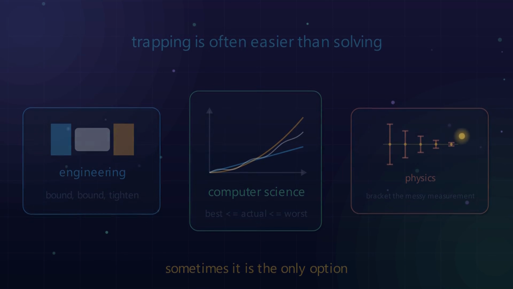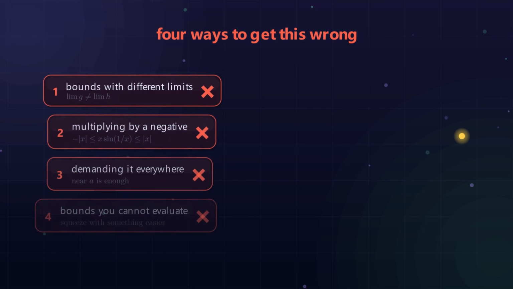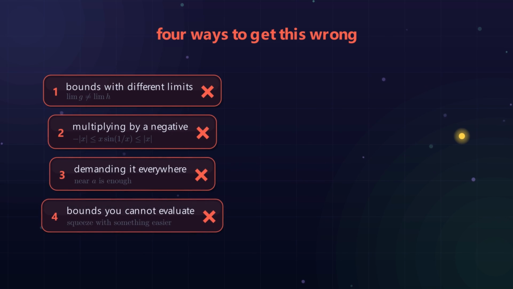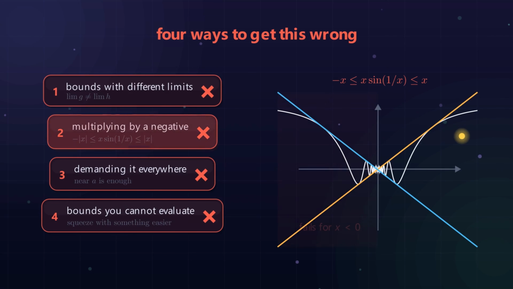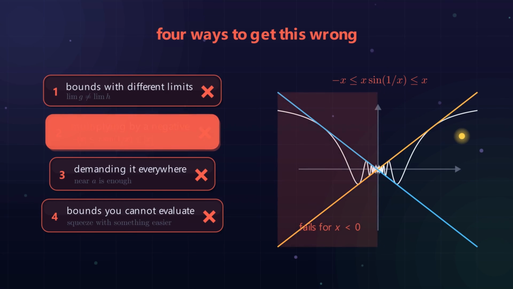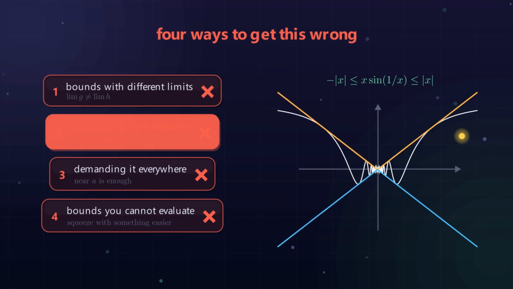4 mistakes to avoid. 1. Bounds that go to different numbers prove nothing at all. 2. Multiplying an inequality by something negative flips it, so if your multiplier could be negative, use its absolute value instead. 3. You only need the inequality near a, so don't waste time proving it everywhere. 4. Your bounds must be functions, whose limits you can actually find. Squeezing with something as hard as the original gets you nowhere.